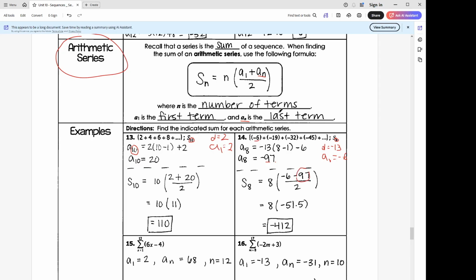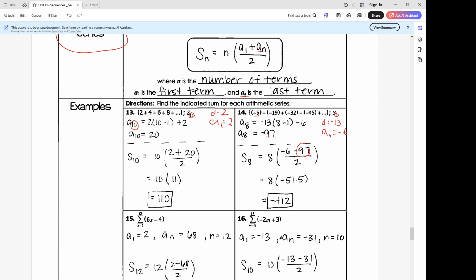That's the last value, right? That's a sub n. And so a sub 1 is -6, minus 97, the last term, divide by 2. This gives us -51.5 times 8, because there are 8 numbers in this series, and we get -412. So the 8 values in this series, when we subtract 13 each time, if you add them all up, you get -412.